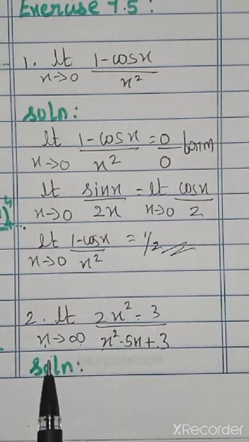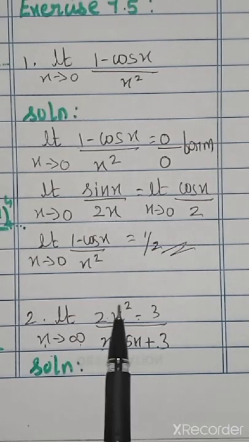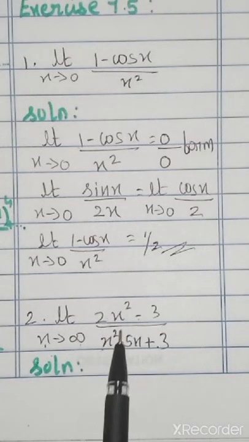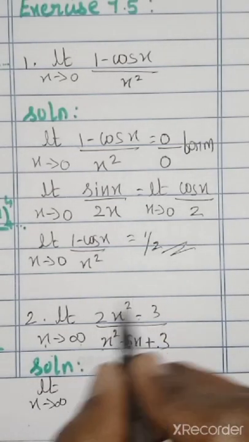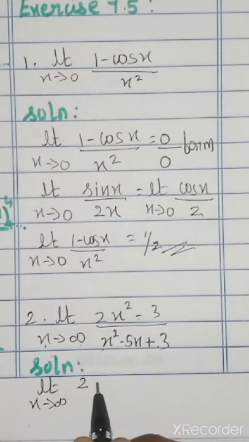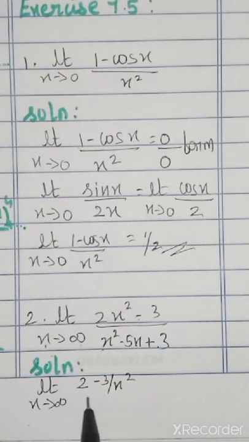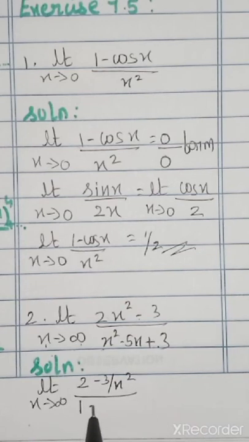So what we can use is, if x tends to infinity, we have to divide by the variable. We are going to divide by x squared in the numerator and x squared in the denominator. So how can you write this? Limit x tends to infinity, if you divide by x squared, this will become 2 minus 3 by x squared. Similarly, denominator 1 minus 5 by x plus 3 by x squared. Correct? Now, we have to substitute x equal to infinity.